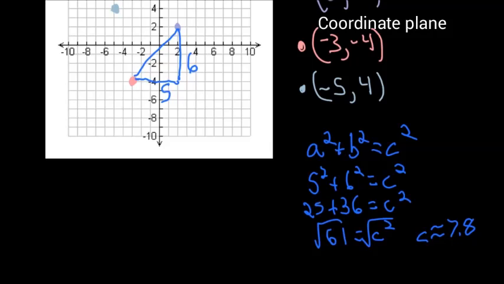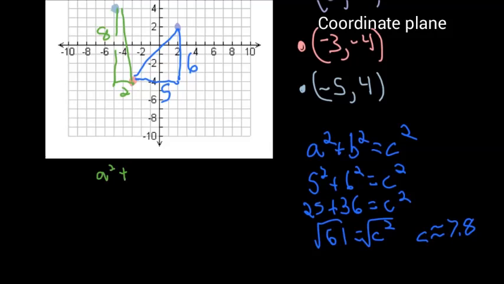Alright, so let's do one more of those. Let's say we want to get from that green dot to the red dot. So we got 2 there, and we have 8 here.